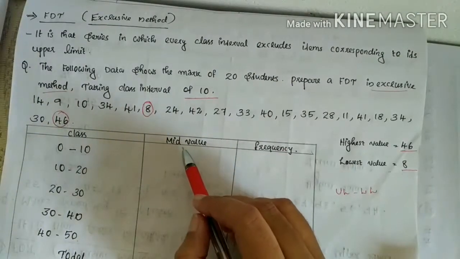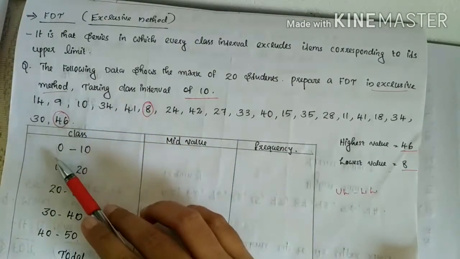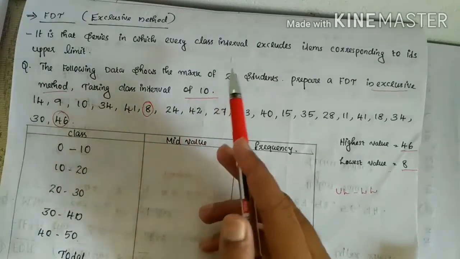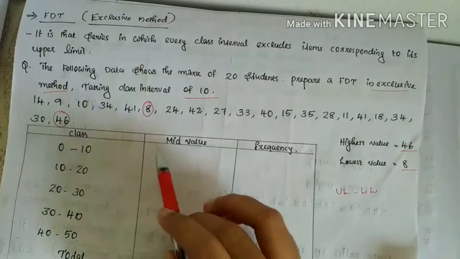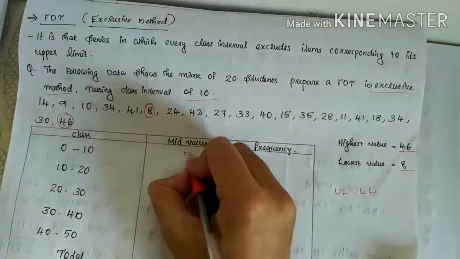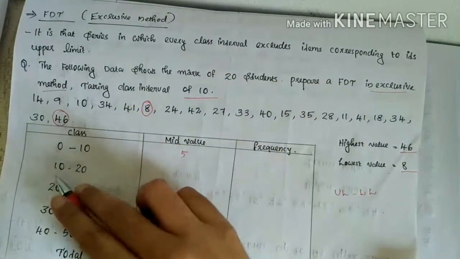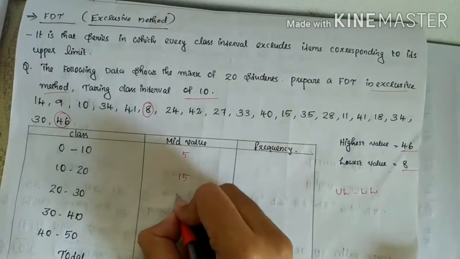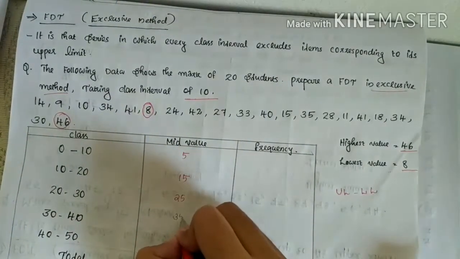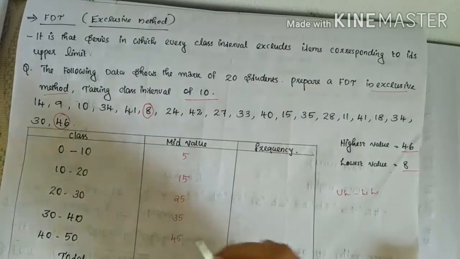Then next we have to compute the mid value. What is mid value? That is upper limit plus lower limit divided by 2. That is 0 plus 10 divided by 2. The mid value of the class is 5. Then 20 plus 10 divided by 2, it is 15. Then 25, 35 and 45.